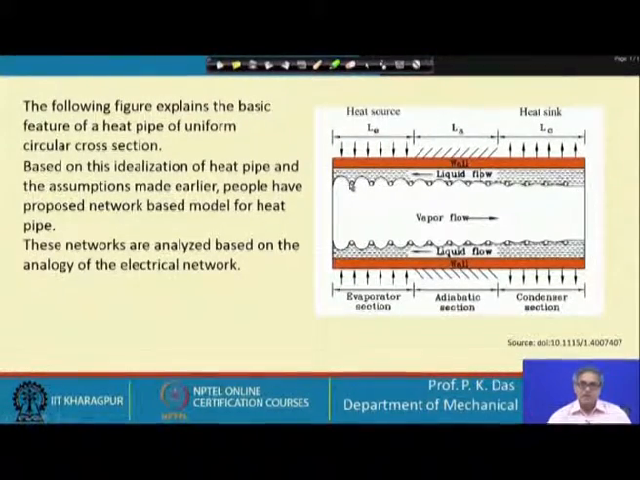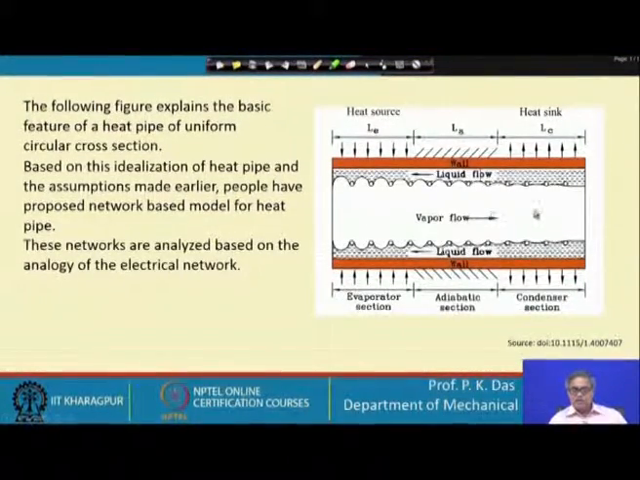the interface, there will be a pressure difference. This is called capillary pressure, and this pressure difference is very important for the operation of the heat pipe. Basically, this is the driving force for the liquid circulation, for the fluid circulation. So, what is the fluid circulation?